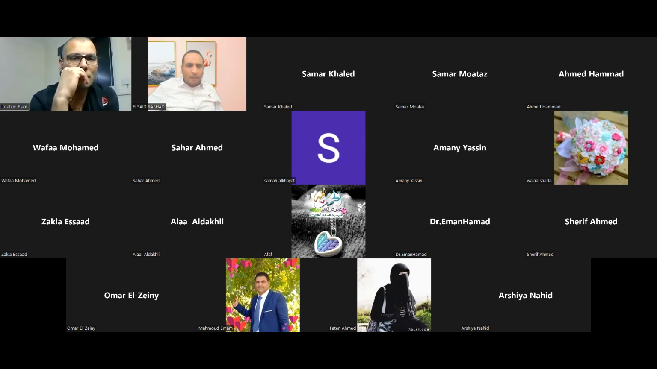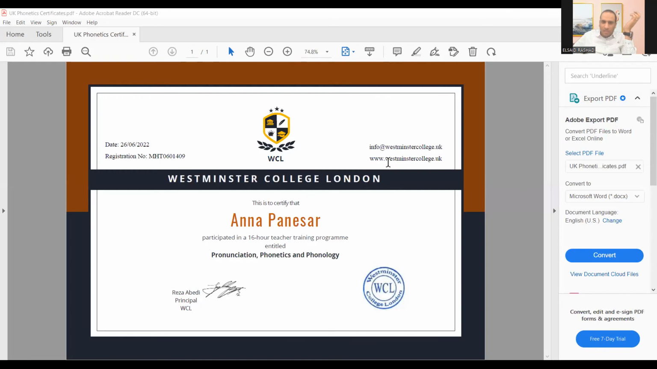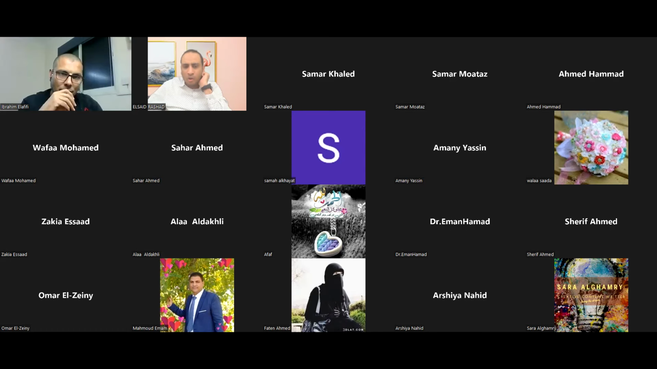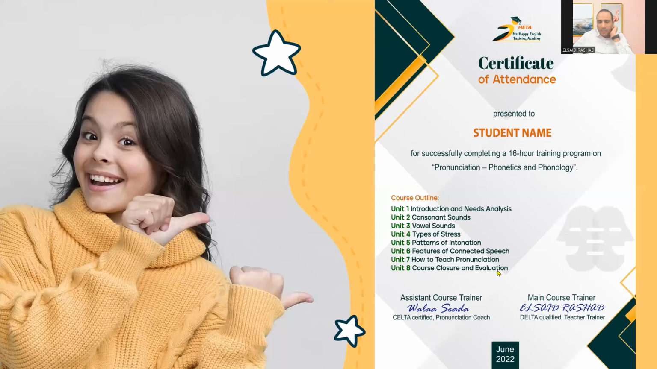Yes. So this is the certificate from Westminster College London. It's an approved center in the UK, an approved center to give the Ofqual TEFL courses and CPD TESOL courses. This is to certify that your name participated in a 16-hour teacher training program entitled Pronunciation, Phonetics, and Phonology. So this is also a good thing. If you don't want it, no problem. You just take this certificate, and that's perfectly fine.